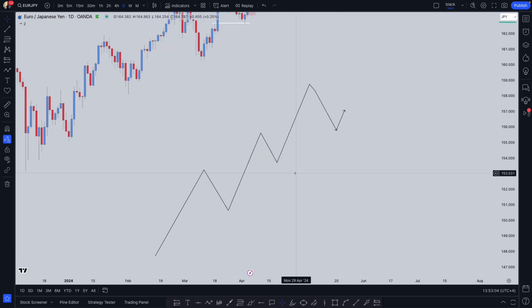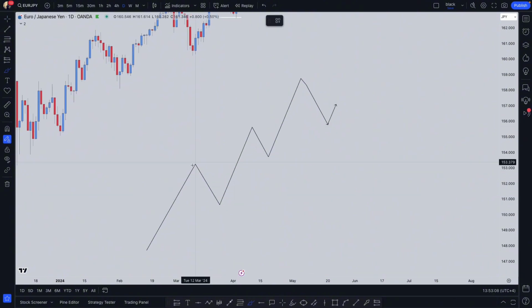Now, whenever we have a trend, let's start with an uptrend. These are the highs. You can see this is the high, there's a high, there's a high as well. This is the low, there's a low, there's a low as well, right?